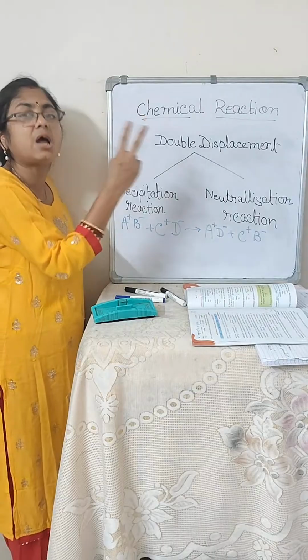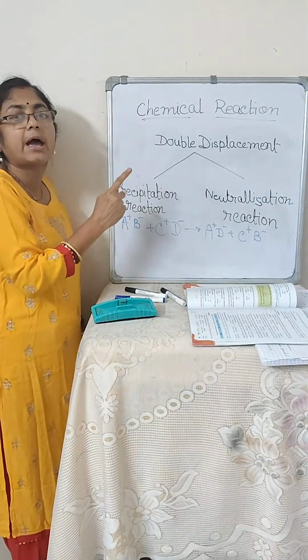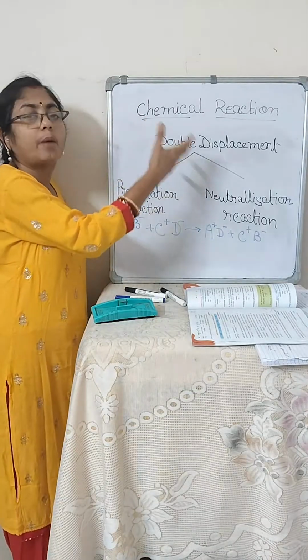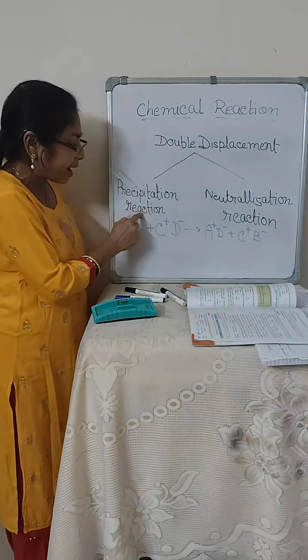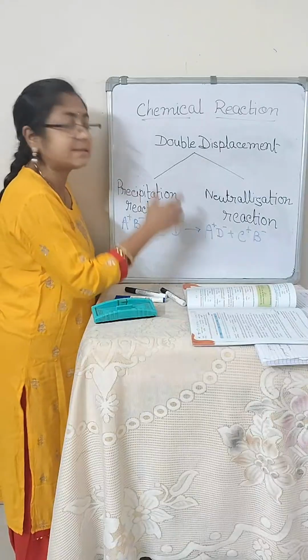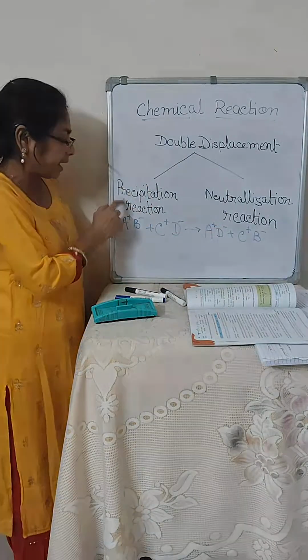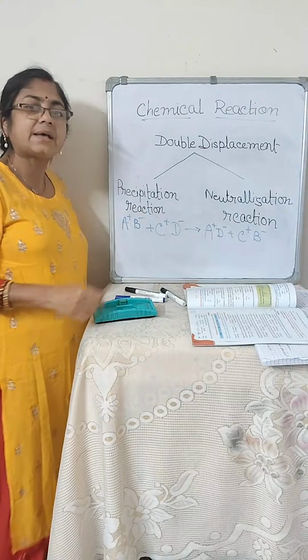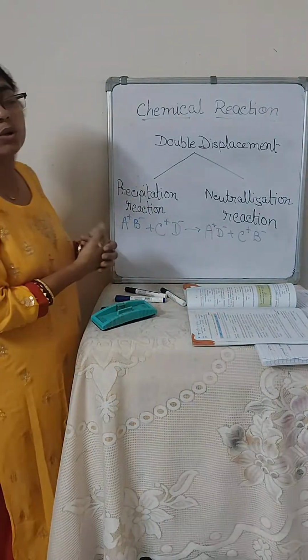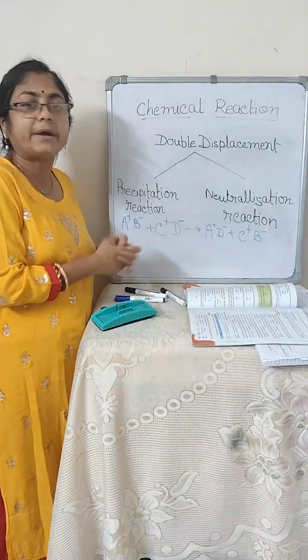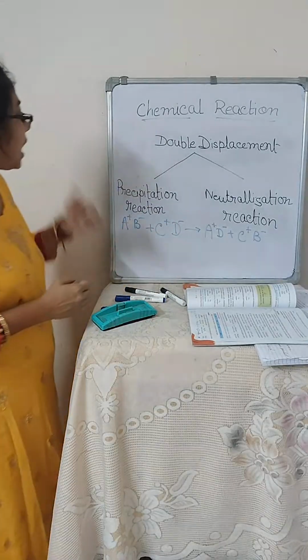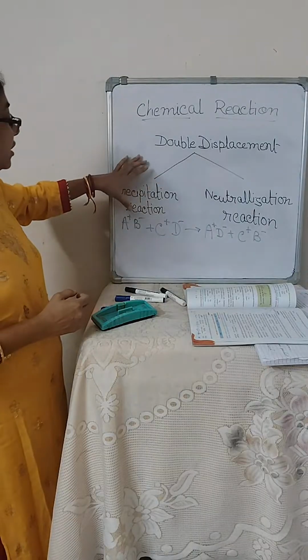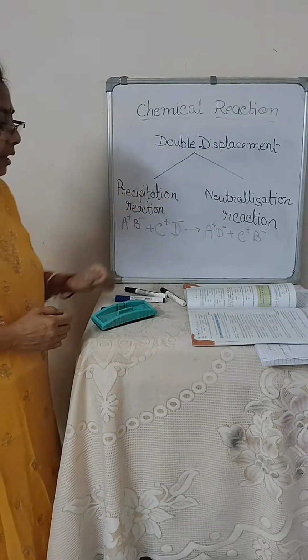But displacement happens two times, on both sides. For that reason, it is called double displacement reaction. A plus B minus plus C plus D minus. After the reaction, what happened? A plus D minus, C plus B minus. Means the radical parts interchange and new products are made. After that I will tell you about the precipitation reaction and neutralization reaction.